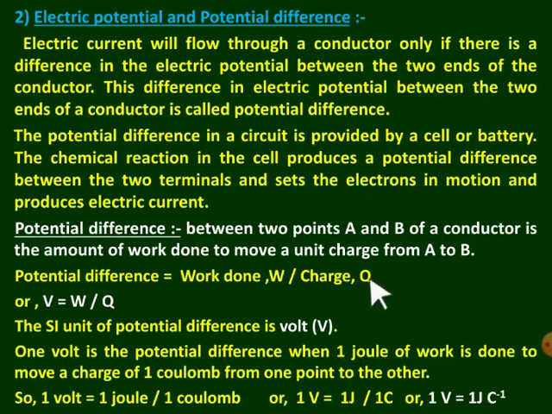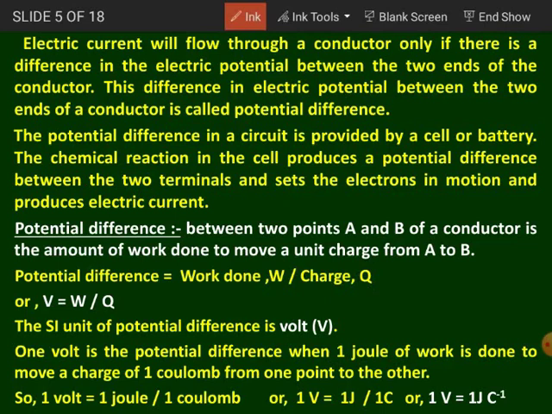If you are not bringing a unit positive charge, but bringing Q amount of charge, then you need to divide the total amount of work done by that total amount of charge, so that you get work done per unit charge. For example, say one pen costs rupees 20. If you are going to buy pens with rupees 200, how many pens can you buy? You divide 200 by 20 and get 10 pens, right? With rupees 200 you can buy 10 pens.